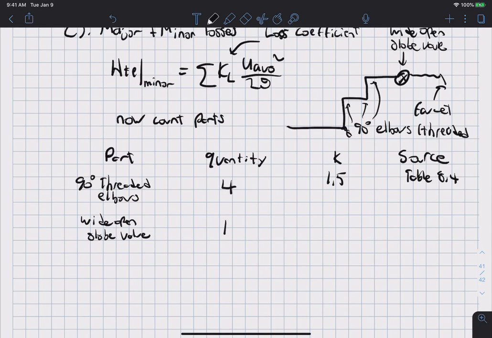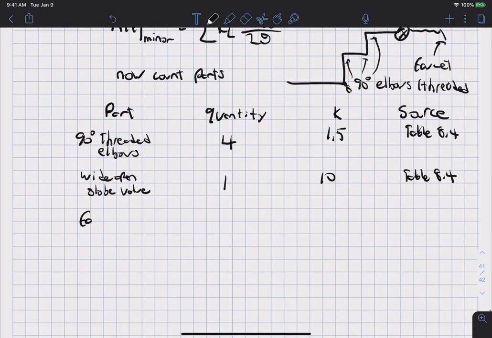We have one of those, and from table 8.4, that loss coefficient is 10. Essentially what a valve does, as you close the valve, it just increases the loss coefficient to where it becomes theoretically infinite. So if you want to model the action of a valve, you just need to find the loss coefficient as a function of the valve opening. As the valve becomes more and more closed, the loss coefficient will start skyrocketing in a nonlinear fashion. And then there's the faucet.